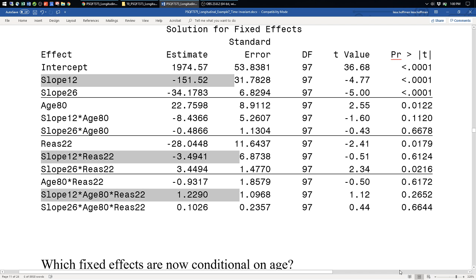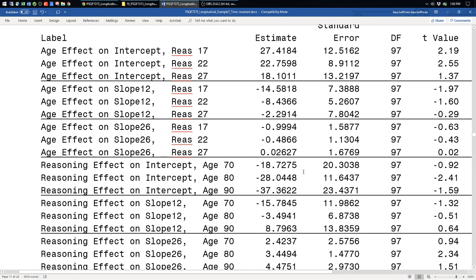It's helpful to talk about what happens to the coefficients. It's helpful to give them simple slopes. For example, the effect of reasoning for a 70-year-old on the intercept, or on slope 1, 2, is minus 15, whereas it's negative 3 for an 80-year-old. Those can make those ideas a little more concrete. You can make a picture that has different slopes for different folks. That would be another way to do it.